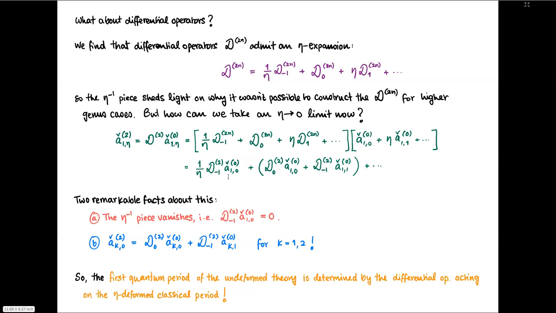And the second is that when I turn off the eta deformation, the fact that the coefficient of 1/eta at this stage vanishes means that I can safely turn off the eta deformation at this stage. And one can actually check that the first quantum period corresponding to, let's say, the kth well is really an expression that looks like this. So what we've shown here is that the first quantum period of the undeformed theory is determined by the differential operator acting on the eta deformed classical period. Okay.